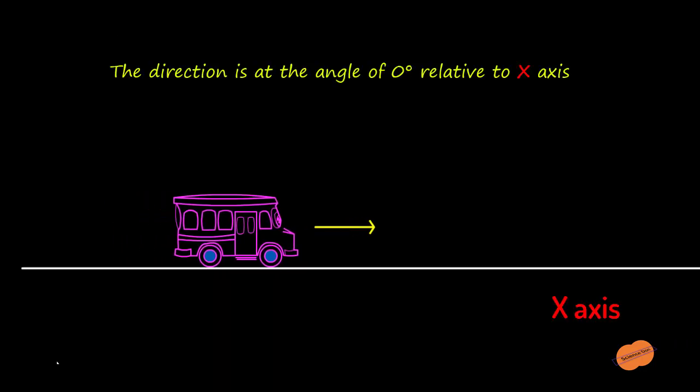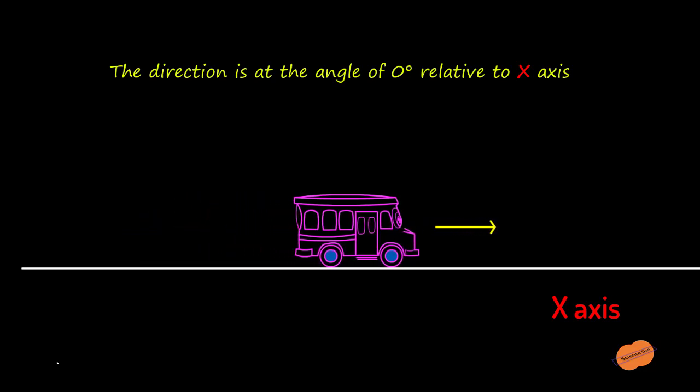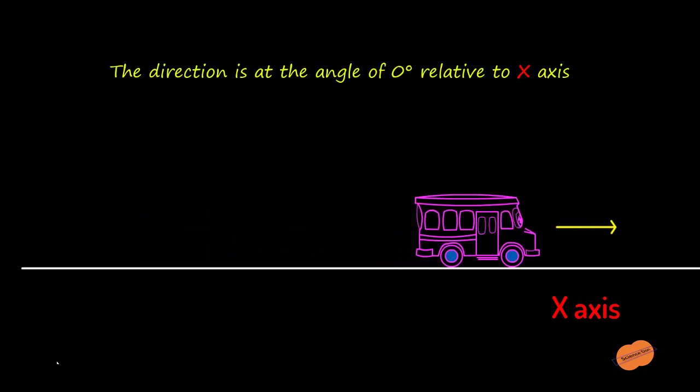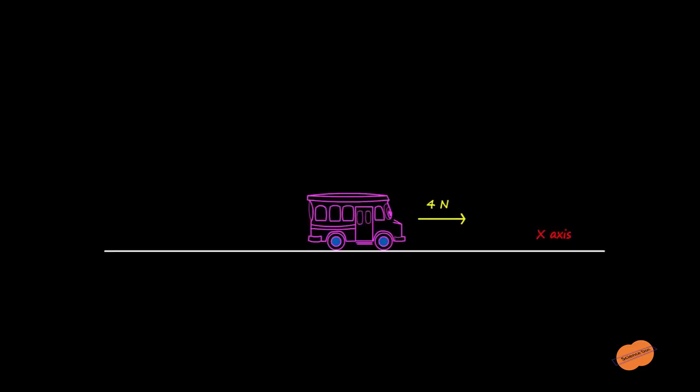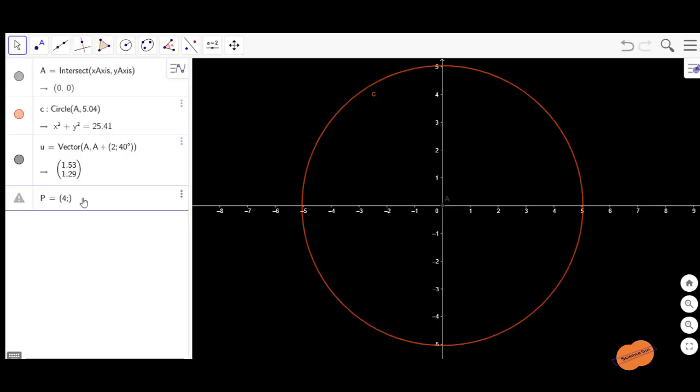So, when someone says that the direction is straight towards east, it means the direction is at an angle of 0 degrees relative to the x-axis. Therefore, a vector of 4 Newton towards east should look like this. In GeoGebra, we type values in such a manner that the software can read and execute them. For a vector of 4 Newton force towards east, first, we'll type in the point where our vector ends, which is 4 units at the angle of 0 degrees.